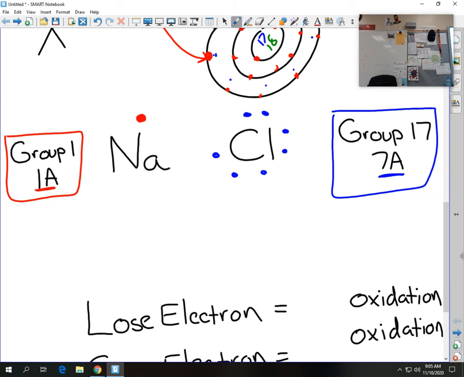So what's going to happen is we would draw it like that, and we could just show that this 1 electron comes over from sodium to chlorine, and now chlorine has 8, and sodium got rid of the 1 that it needs to get rid of. And so what we have made is NaCl, or what we call salt.